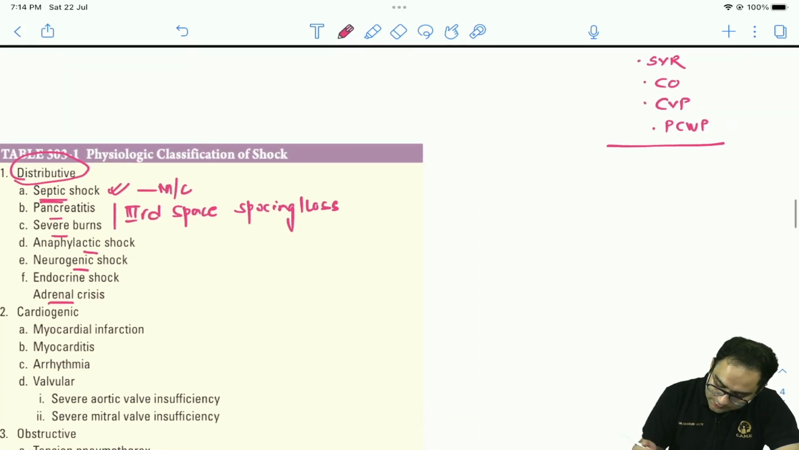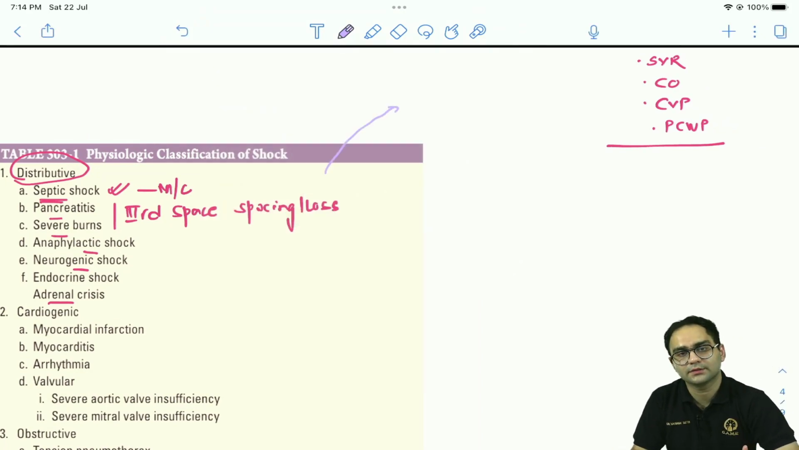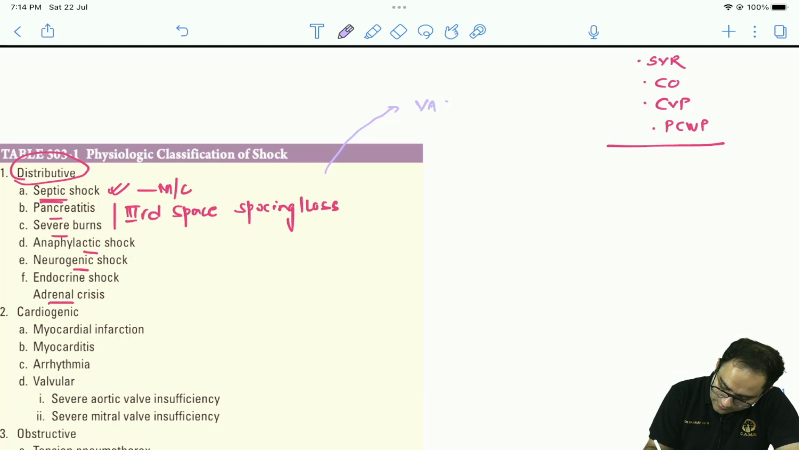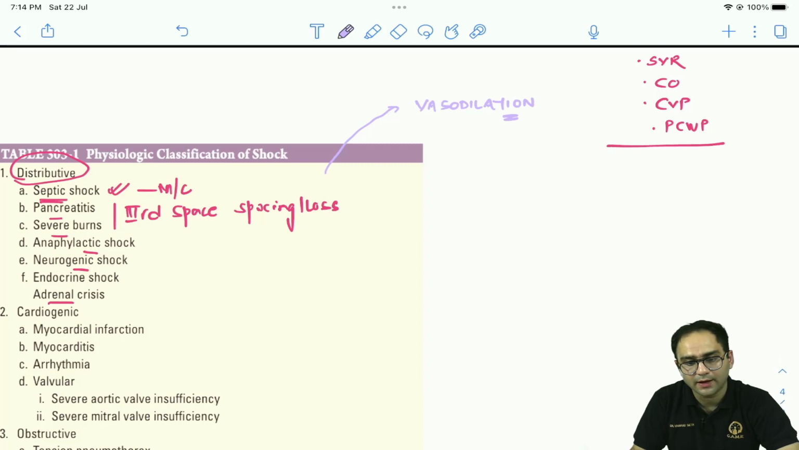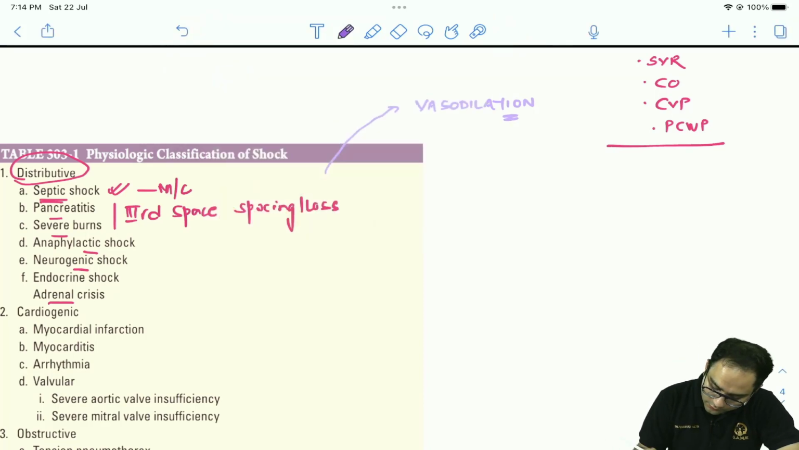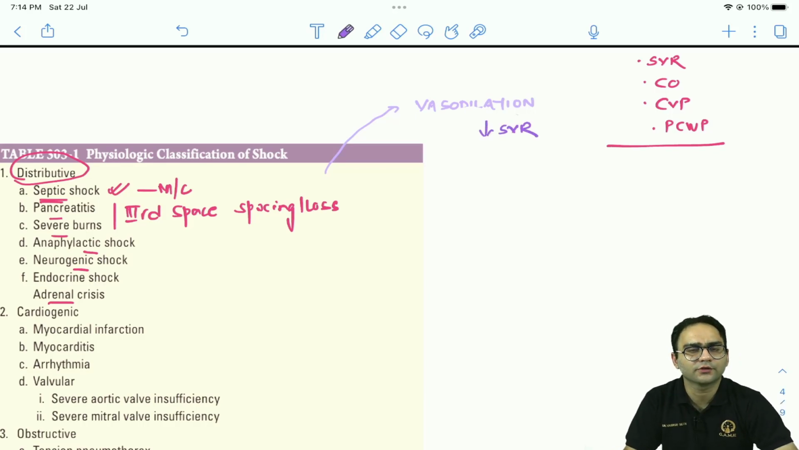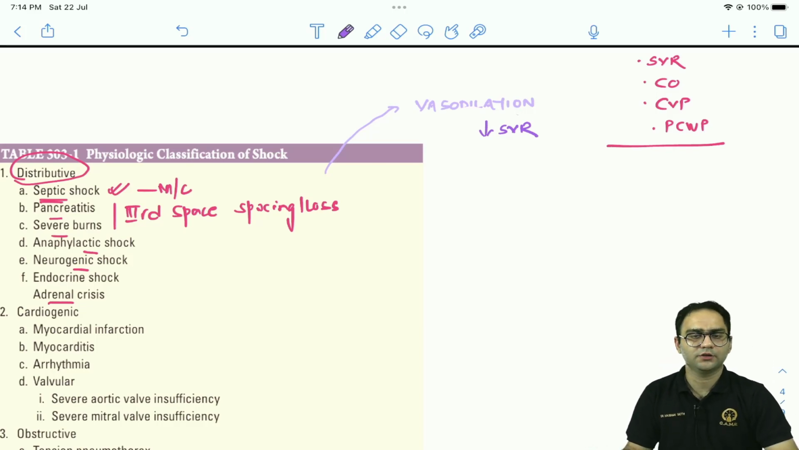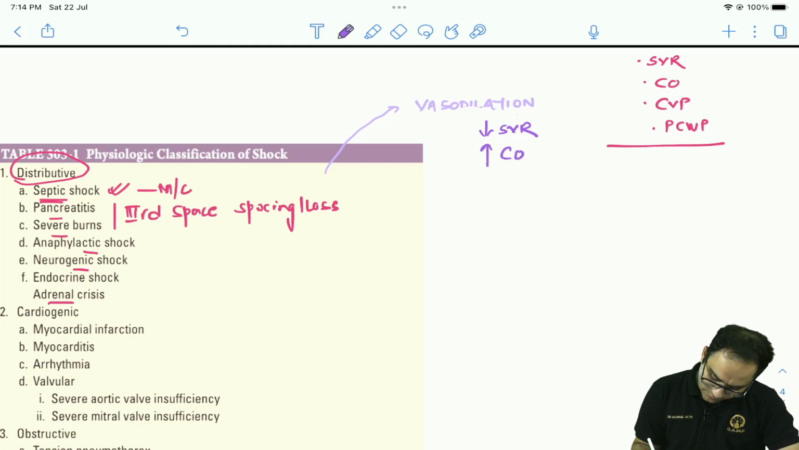So what is happening in distributive shock is that your blood vessels dilate. So there is vasodilatation. As a result of vasodilatation, the systemic vascular resistance decreases. So systemic vascular resistance is decreasing in septic shock or distributive shock. What is happening is there is an increase in cardiac output.